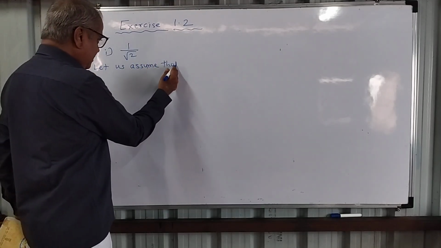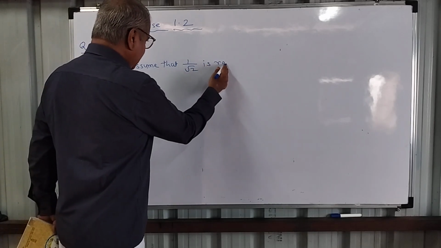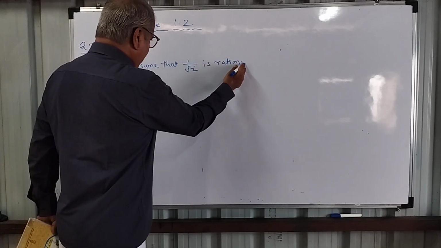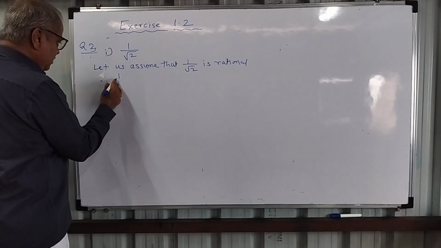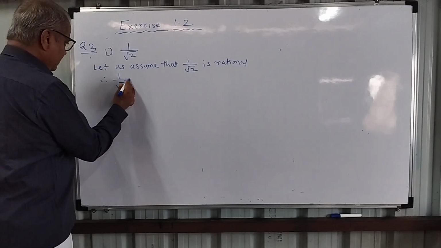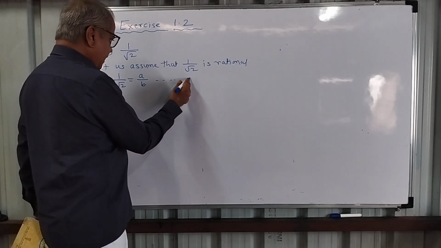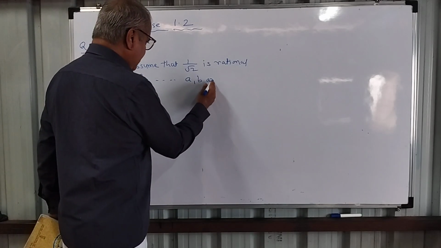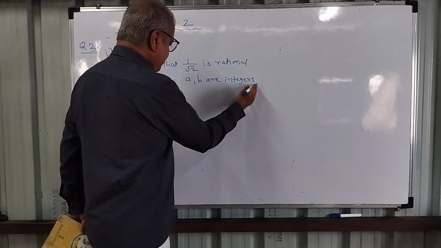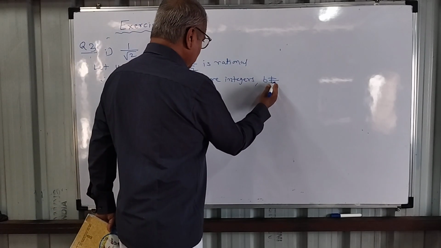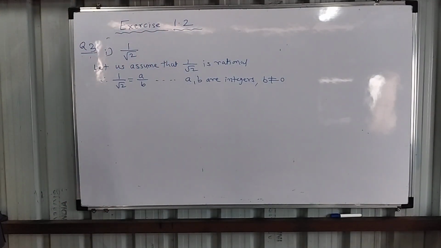that 1 upon root 2 is rational. Therefore we can apply the definition. 1 upon root 2 is equal to a upon b, a comma b are integers, b not equal to 0. Here also there is no need to mention co-prime.